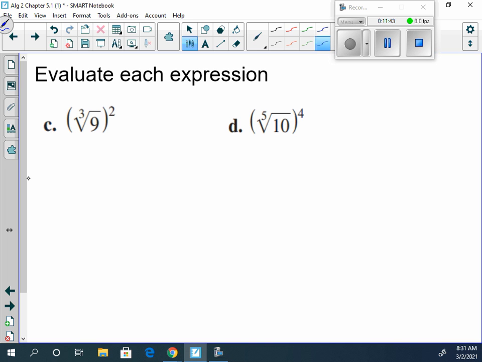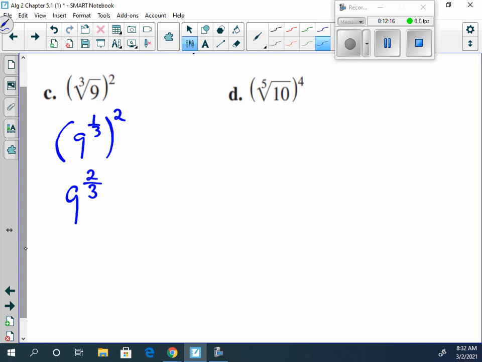The cubed root of 9 squared. Well, this would be the same as what? 9 to the 1/3, because again, the exponent with 9 is 1. And the root is 3, so we'd have 9 to the 1/3. Now, powers of powers multiply. So we can take this as 9 to the 2/3. And this is most likely going to give us a decimal. I like these, but I also know very well that this could easily create something hard.